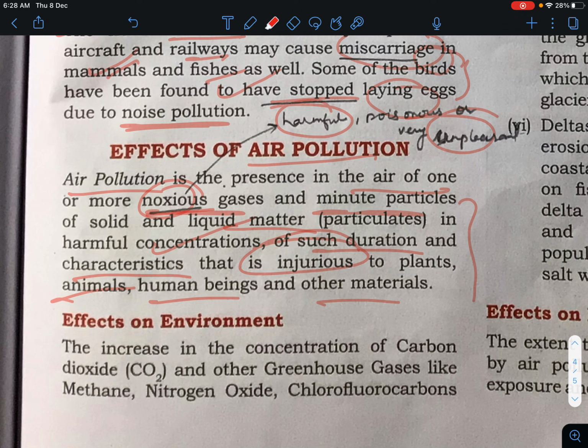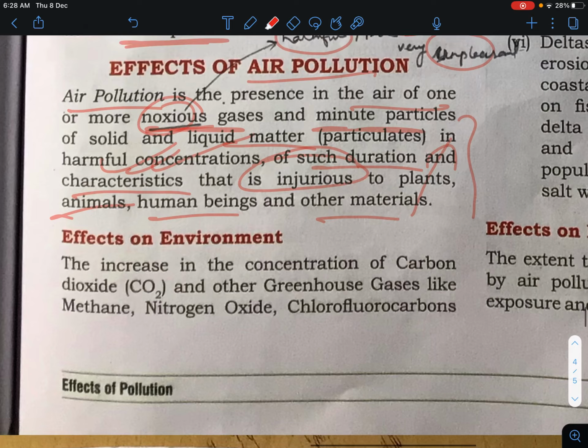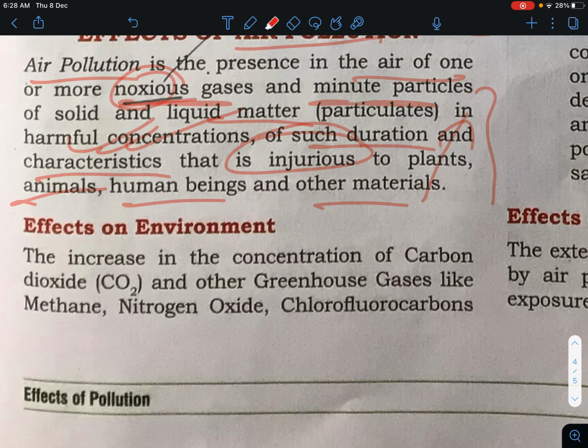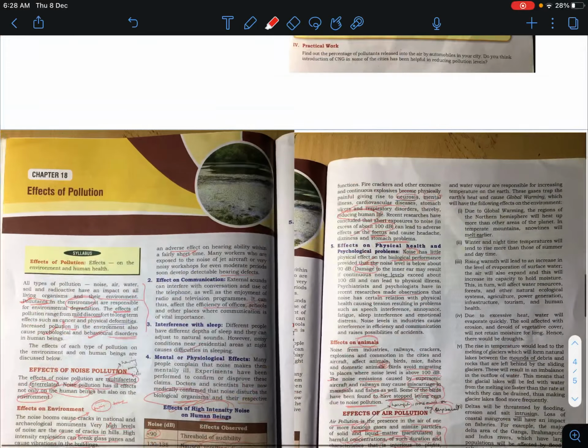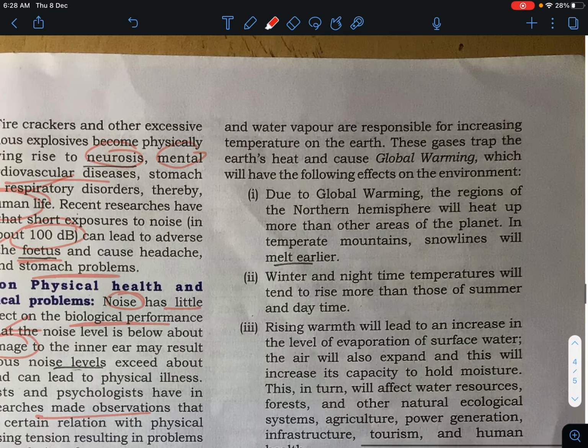It means that if there is a presence of harmful gases in the environment in heavy concentration, it is going to injure plants, animals, human beings, and other materials. What are the effects on the environment? Our next topic is effects on the environment. If there is an increase in the concentration of carbon dioxide and other greenhouse gases like methane, nitrogen oxide, chlorofluorocarbons, and water vapors, they are responsible for increasing the temperature on the earth.